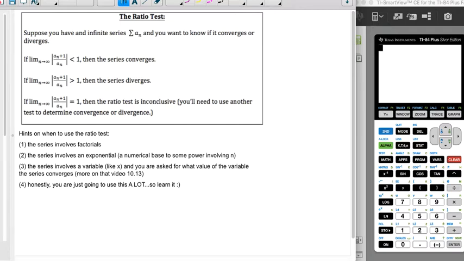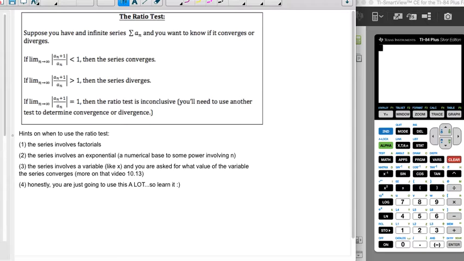All right, so suppose that you have an infinite series a sub n that you're summing, and you want to know if it converges or diverges. What you can do is take the limit as n approaches infinity of the n plus 1 term, a sub n plus 1, over the nth term, a sub n. If the limit of that ratio is less than 1, the series converges. If it's greater than 1, the series diverges. And if it's equal to 1, the ratio test is inconclusive, so you'll have to move on and do another test.